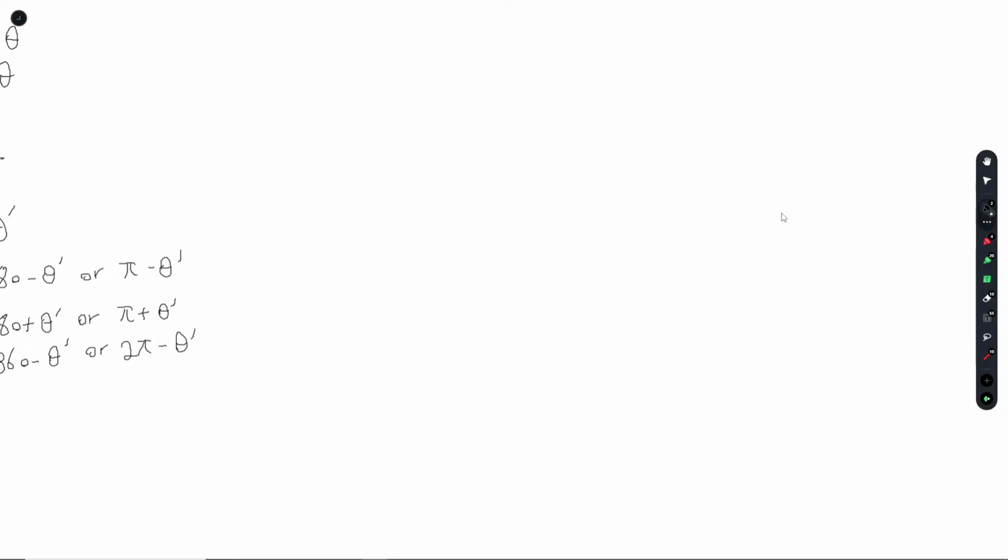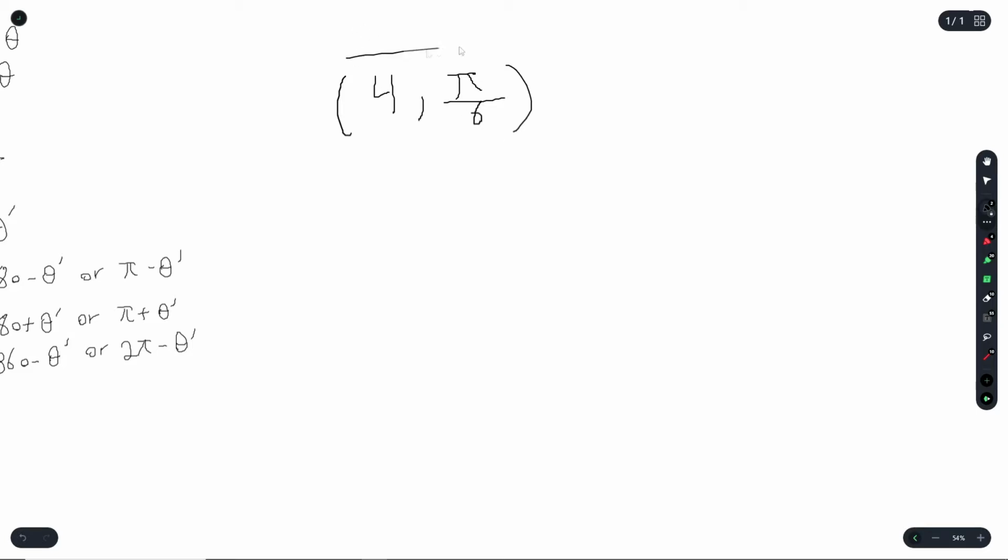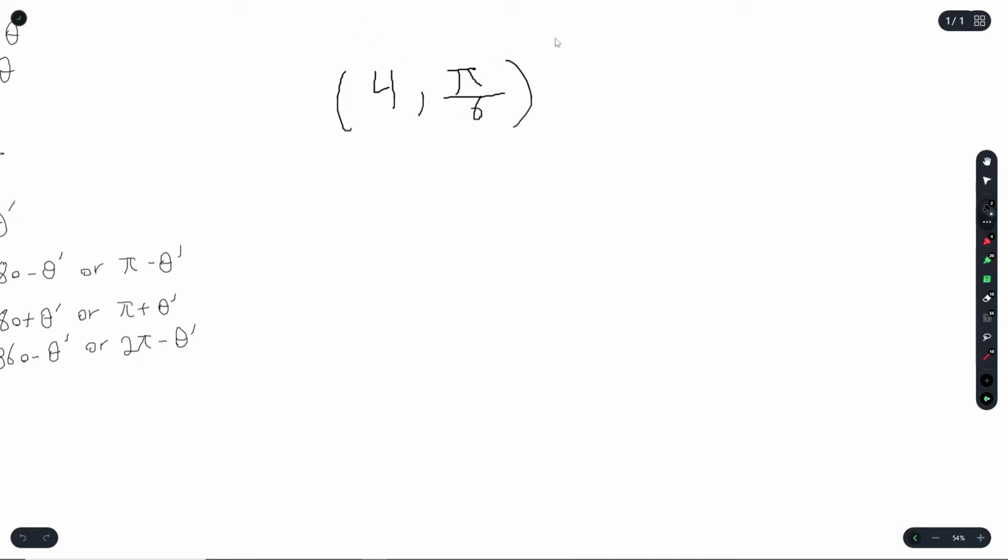Okay, let's start with the first question they can give you. They'll ask you, for example, to plot the point. I'll take this from the book: 4 and pi over 6 in a graph. Now this is a polar coordinate. So the first thing you do is draw a coordinate plane.